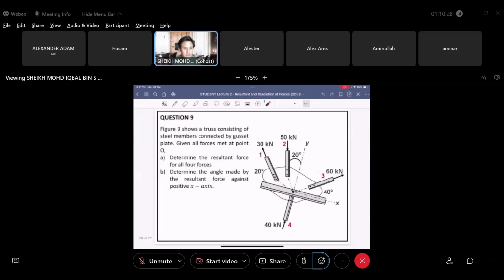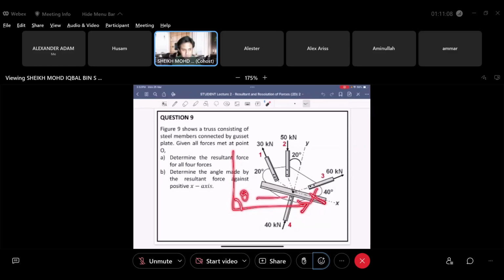So now we go to the last question. It's the same thing. The figure shows a truss consisting of steel members connected by a gusset plate and so on. So first determine the resultant force for all 4 forces. So for all these forces, there is only one resultant force that represents all of them, so that it's easier for us to analyze the system if it's just one force. Okay, and then determine the angle made by the resultant force against the positive x-axis. All right, so the angle must be somewhere here, positive x-axis going to the right.